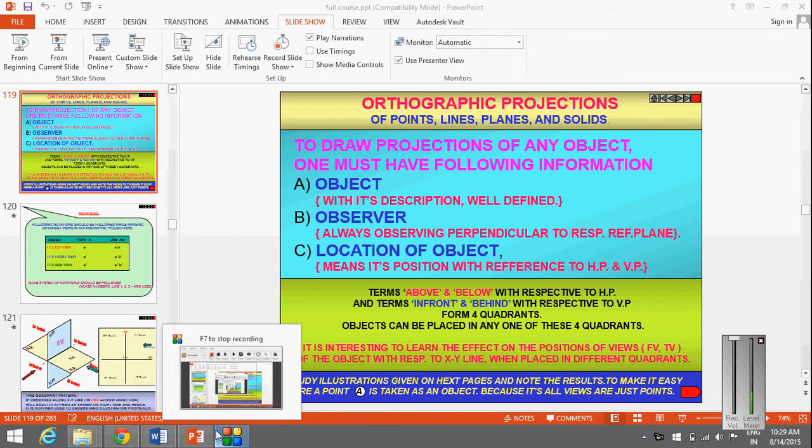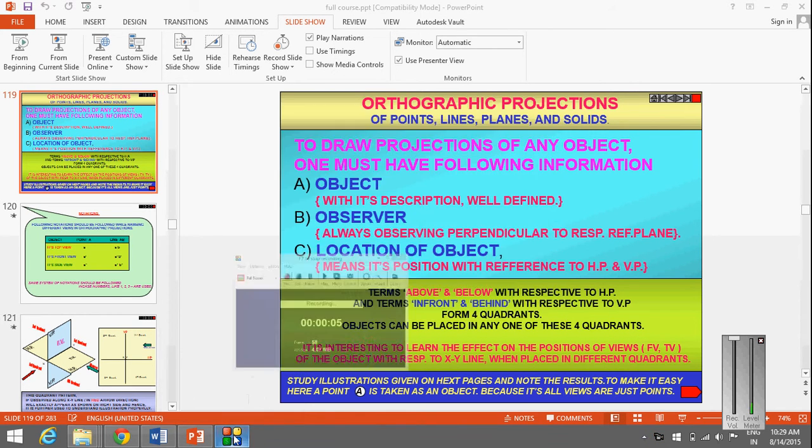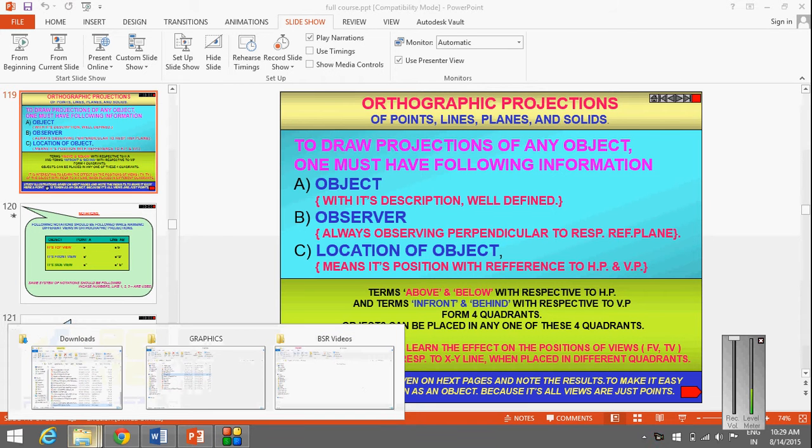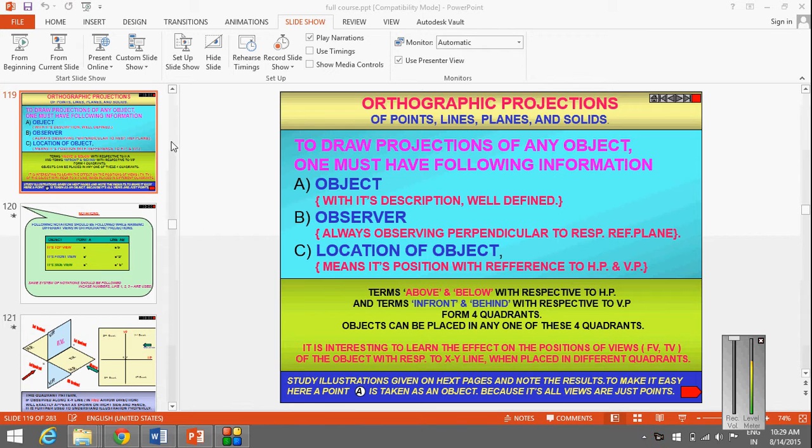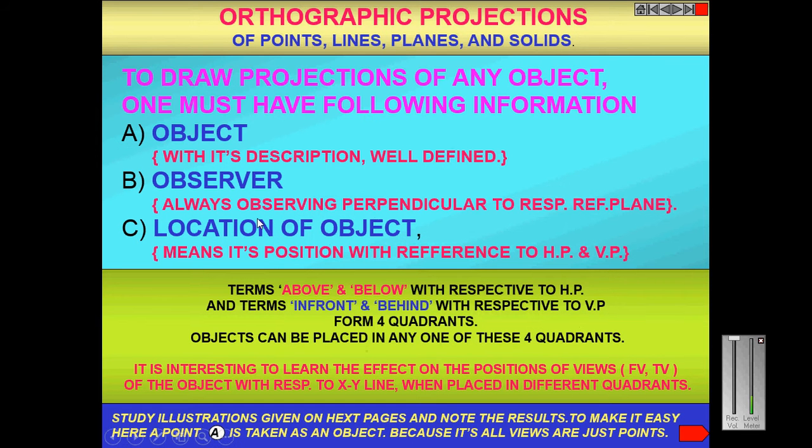I will give you an idea about the orthographic projections of points, any object. Orthographic projection means you will get the front view, top view and side view of different objects. To draw the projections of any object, you must have the following information.